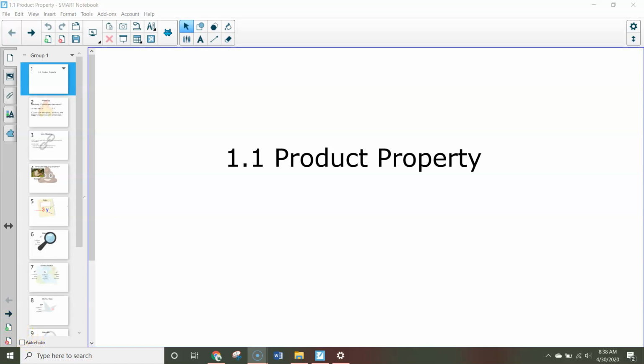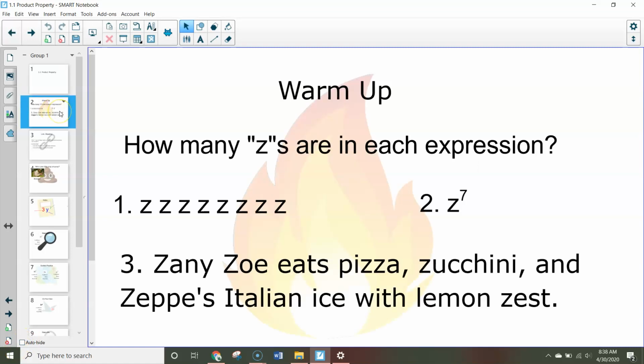Hello and welcome to a lesson on the product property of exponents. Let's get started with a little warm-up. So how many z's are in each expression?